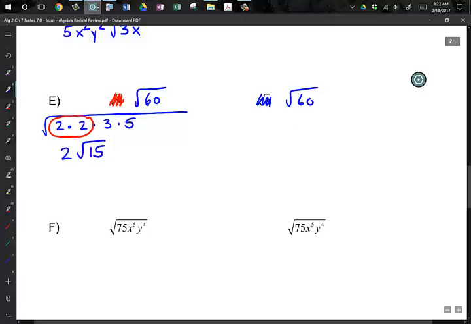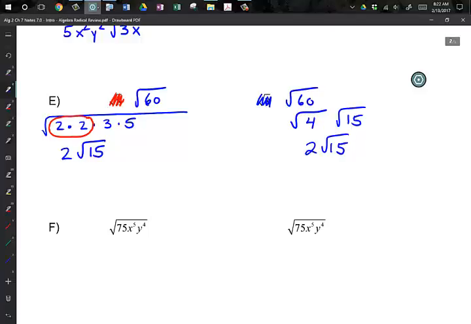Or you can think, hey, does a perfect square go into 60? It does. 4 times 15, so 2 times the square root of 15. So either method is going to be very straightforward as you work through these.